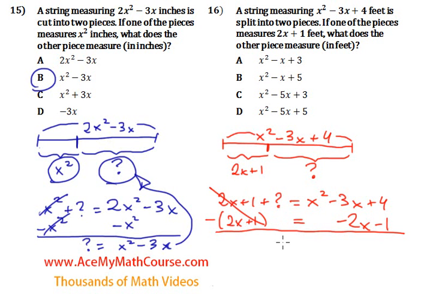Right? So over here we get to completely rid of the 2x plus 1. We bring down the question mark. So we have x squared minus 3x. We're subtracting 2x, so we get minus 5x. And 4 minus 1 is just 3. So this is our answer right here.